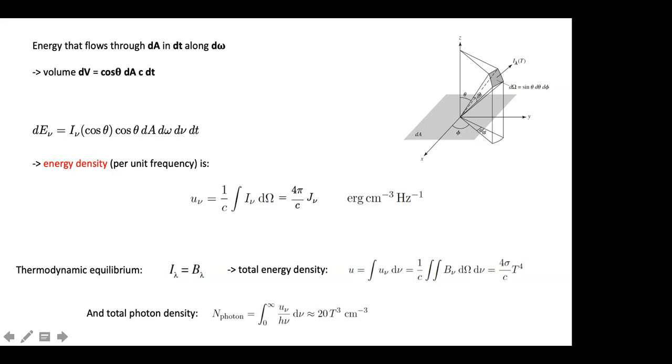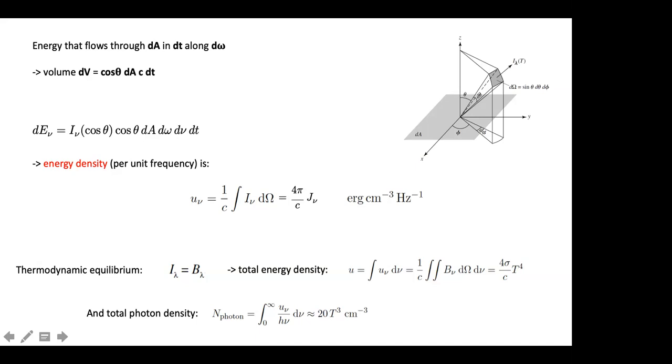And that's it. That is dividing the energy by the volume, you have this. And you find that it is also related to the mean intensity that we've seen before. Okay, this can be useful. In thermodynamic equilibrium, we have the same as before, and the total energy density here becomes what you already know.